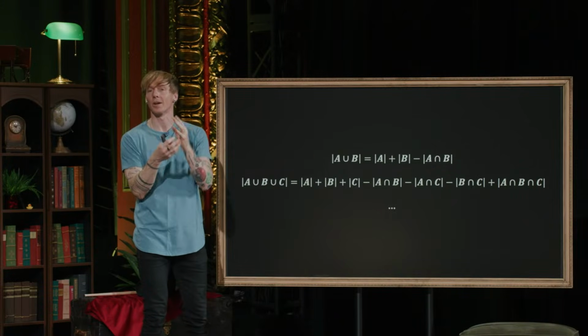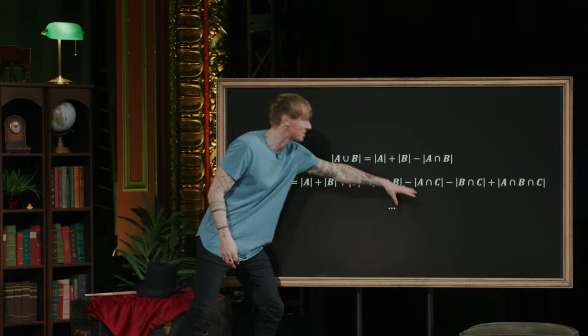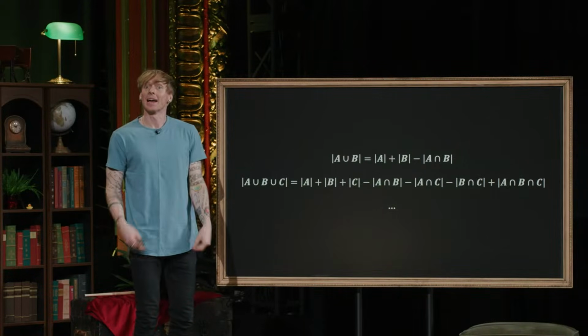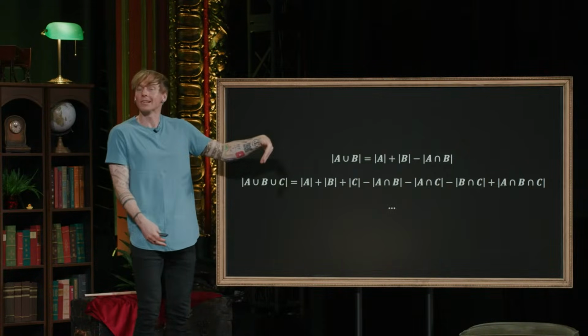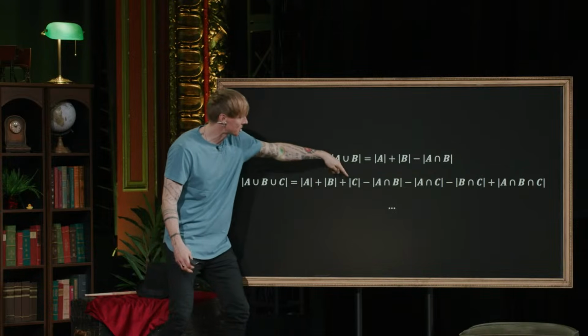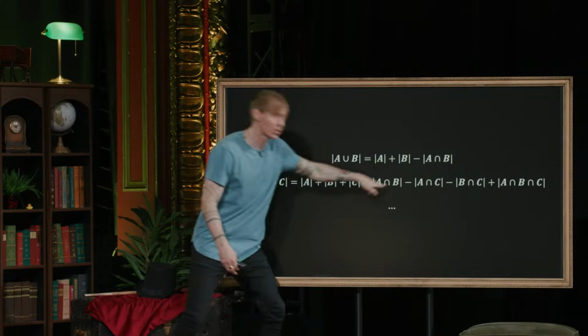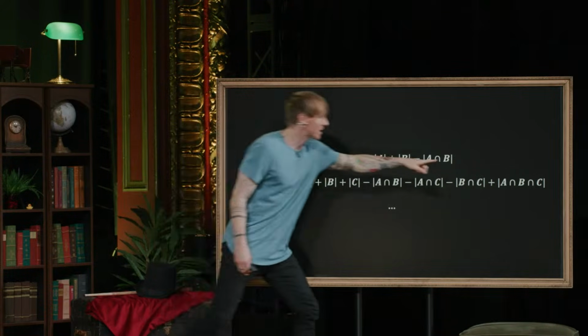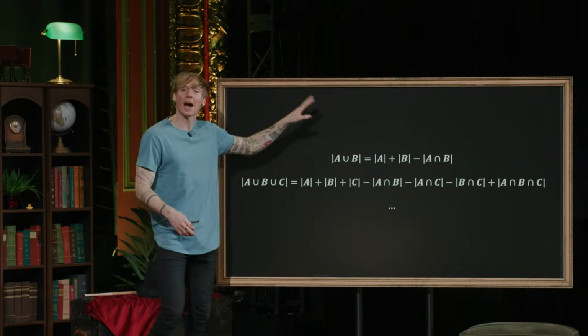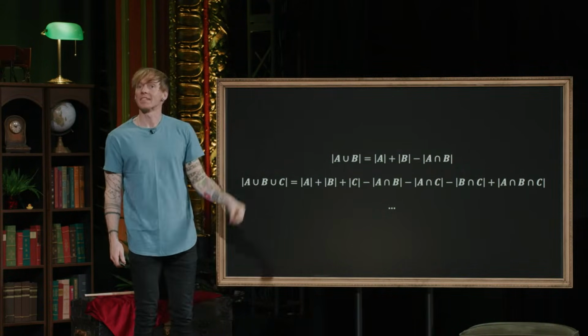We counted the central part 3 times, we've now removed it 3 times, so we have to add back in the triple intersection. And this is why it's called inclusion-exclusion, because we are including all of the singles, we then exclude, subtract the doubles, and then we include again the triples. And this generalizes to higher and higher numbers of sets.